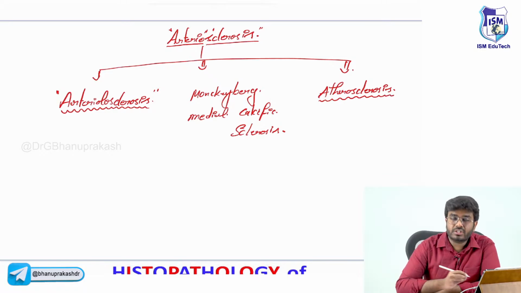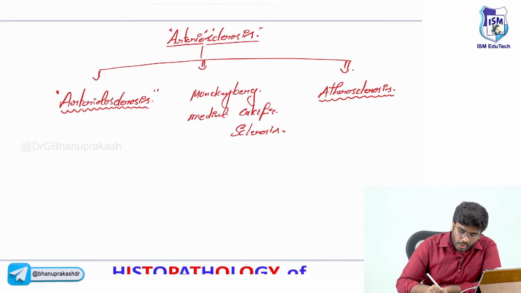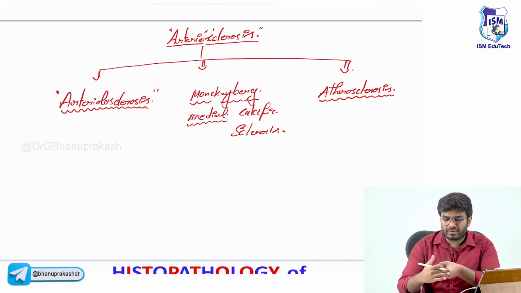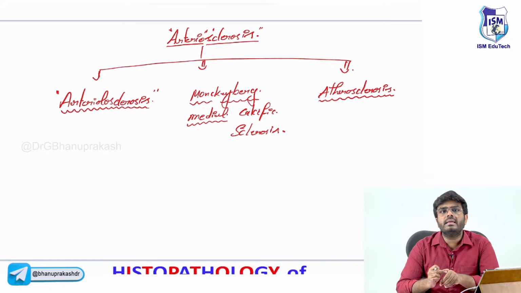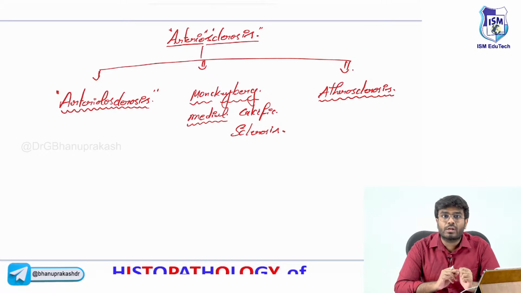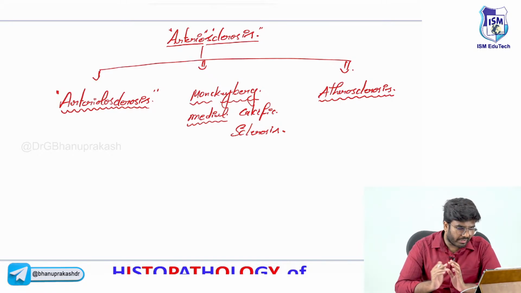In Monckeberg medial calcific sclerosis, see, in the name itself it's there: the media, the tunica media of the blood vessels. The blood vessels are made up of three layers: tunica intima, tunica media, and tunica adventitia. The tunica media is getting calcified, and because of that the blood vessels are getting hardened. We will discuss that. So, arteriolosclerosis, Monckeberg medial calcific sclerosis, and atherosclerosis; we will discuss them one by one.